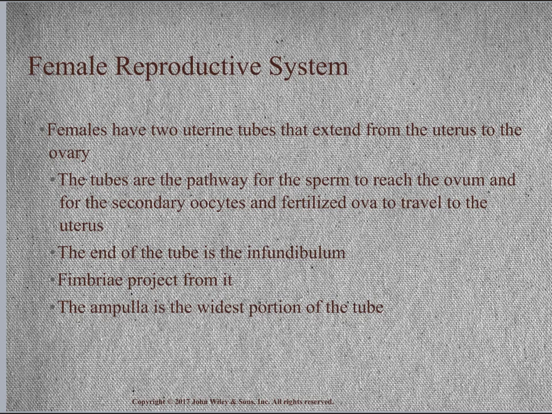The tubes are the pathway for sperm to reach the ovum and for the secondary oocytes and fertilized ova to travel to the uterus. The end of the tube is the infundibulum. The projections are called fimbriae. The ampulla is the widest portion of the tube. Now, we go to the middle portion of this tube, which is where fertilization will occur.